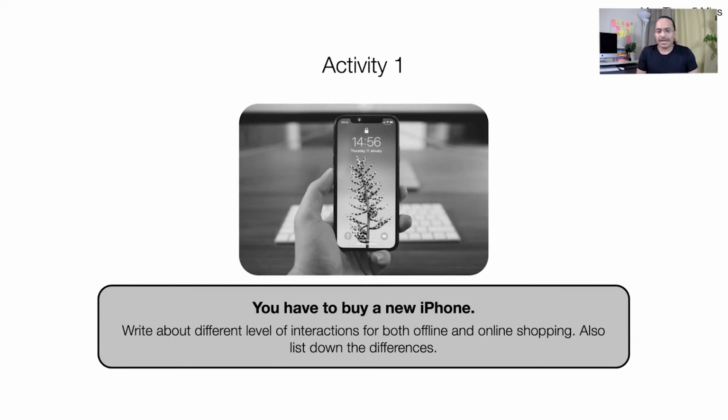The question is, you have to buy a new iPhone. There are two different ways you can buy. One is going to a store and buying an iPhone, and the other is going online and buying a phone. In this case, what would be the different levels of interaction when buying offline and online? When listing down the different levels of interaction, also list down what are the differences in interaction. Take 5 minutes and work on this exercise.